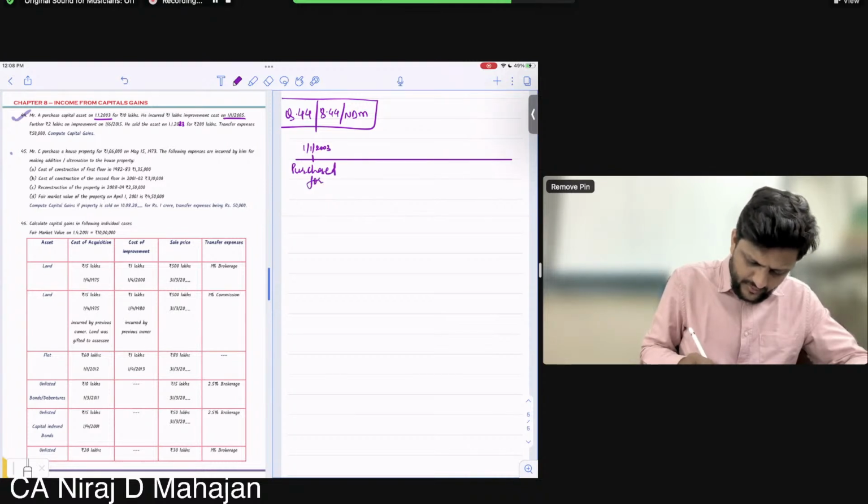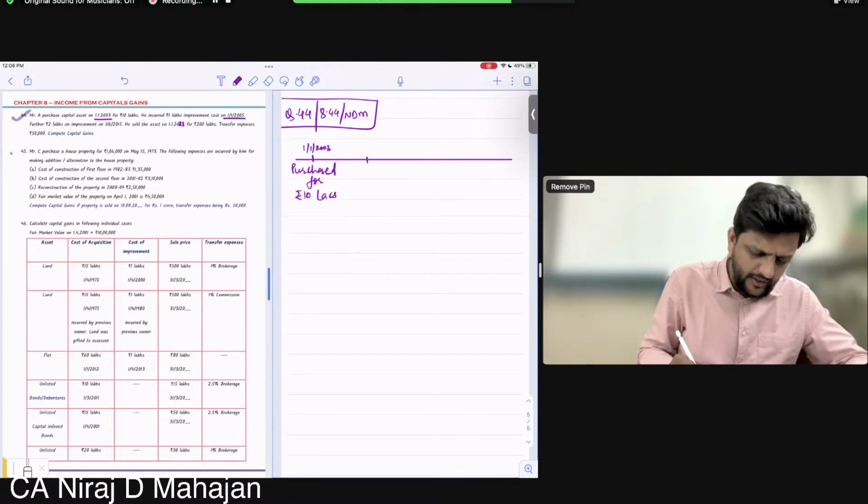Purchase for rupees 10 lakhs. Then there is COI. I am writing in short, okay? COI, when 1/1/2005. Okay, and then you have 1/6/15. I thought it was 2005. It's 15. And lastly, the asset is sold on 1/1/2023.